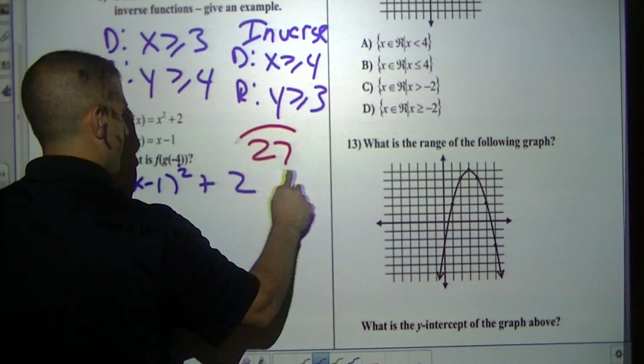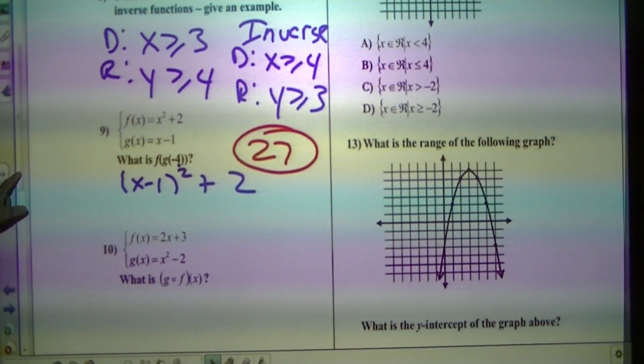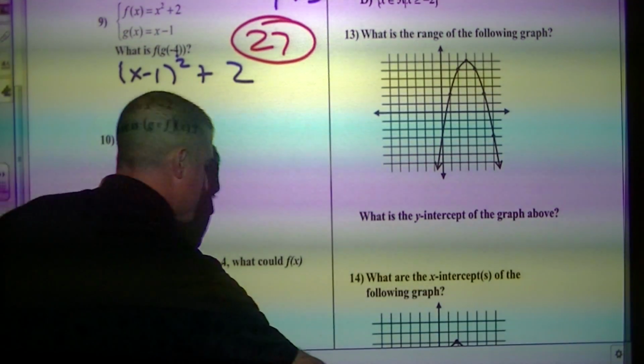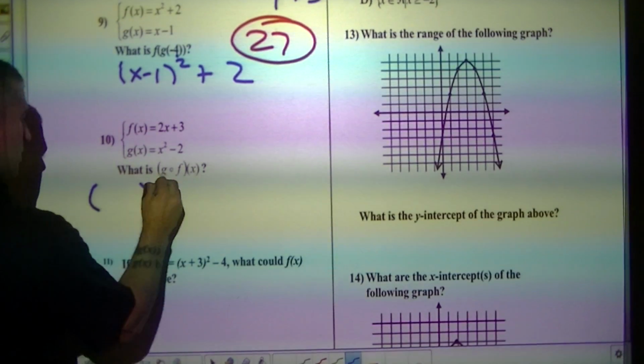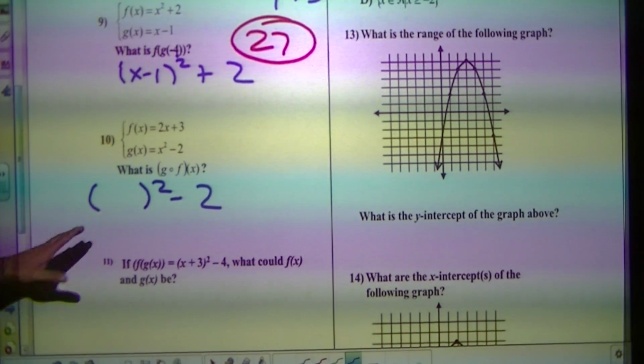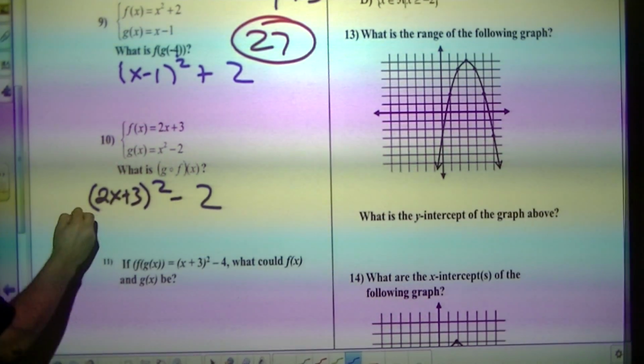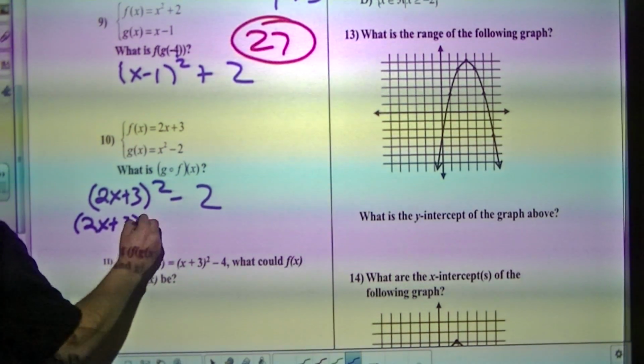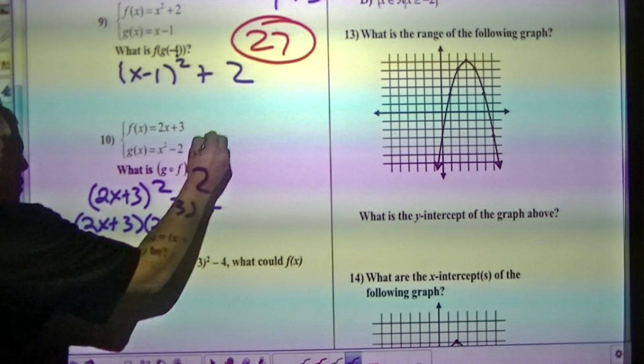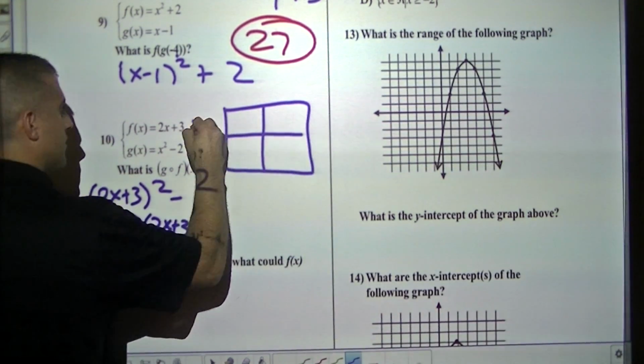All right. G of f of x, so I'm leading with the g function. I remove everything where x is and leave a space. The next letter is what I fill in. Now, squared means write it twice. Okay, so when I do that, I have to do the boxes.